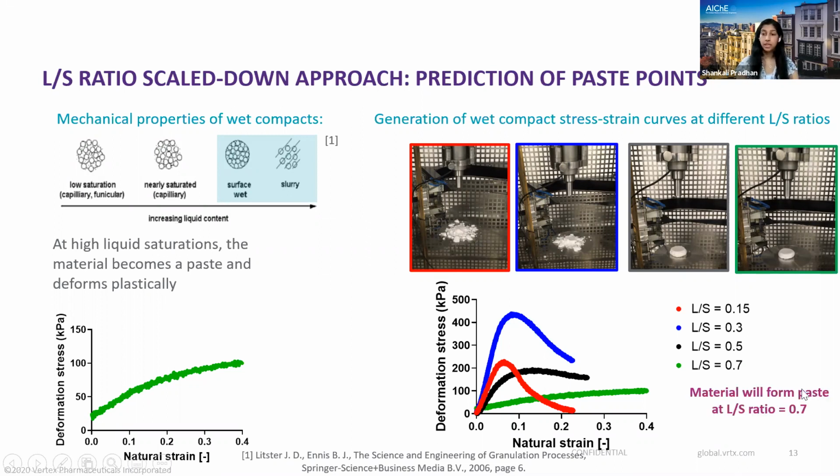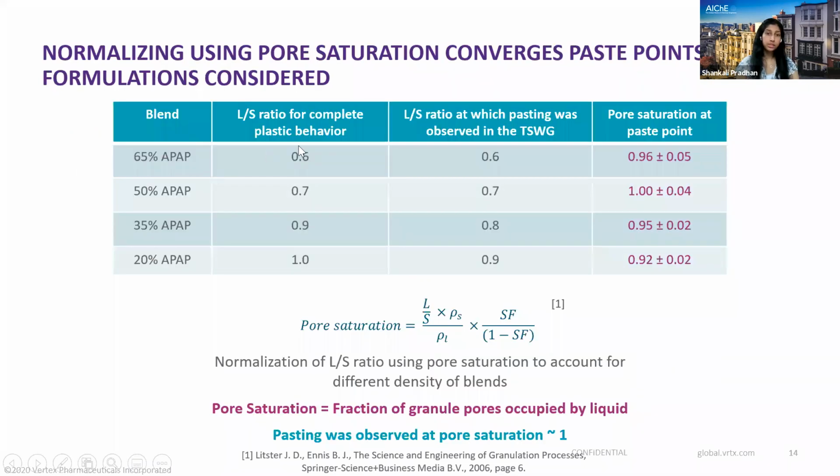So here we can predict that the material will form paste at a liquid to solid ratio of 0.7 for this material. So we did this for all the 4 formulations, and this is the liquid to solid ratio predicted for complete paste behavior using the small scale method that I just described before. And when we compare that to the liquid to solid ratio at which paste was actually observed on the twin screw during operation, it matches pretty well.